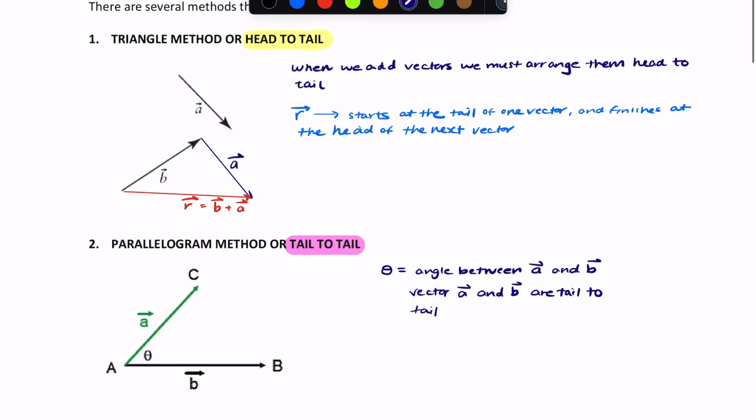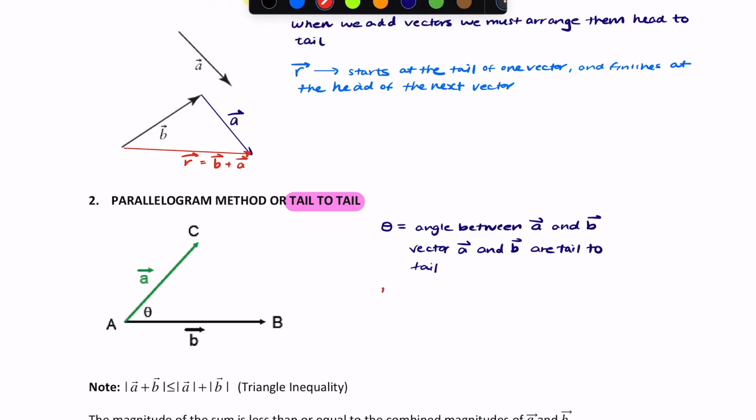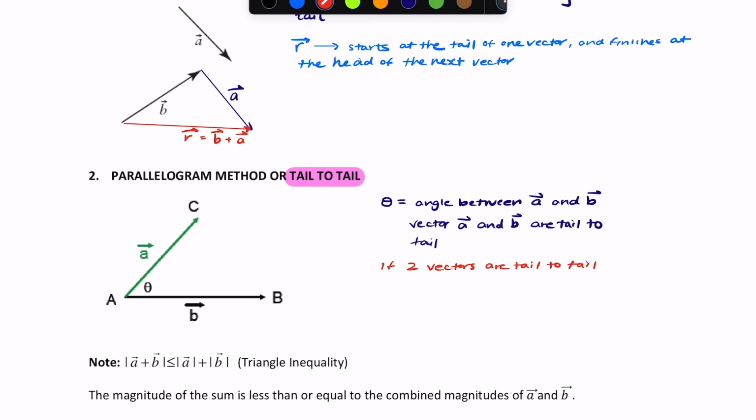And so here, again, we can note that if two vectors are tail to tail, we need to use method number 2 to add them together.